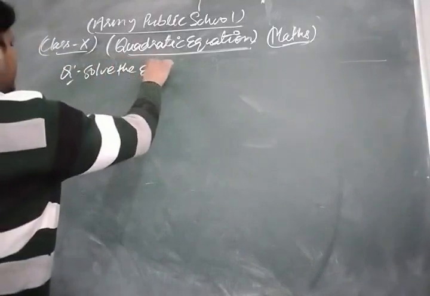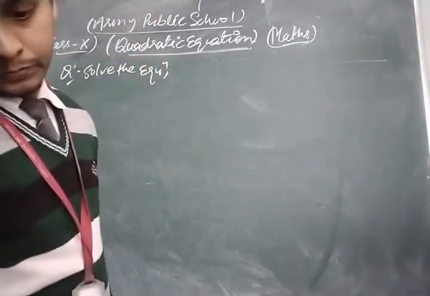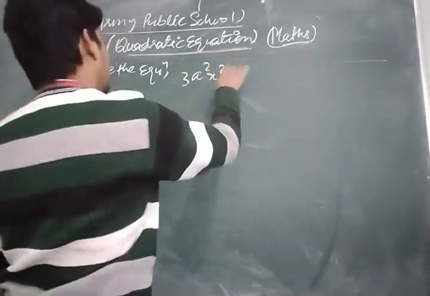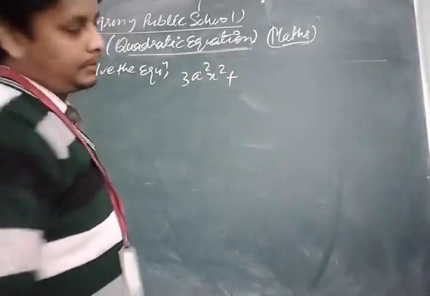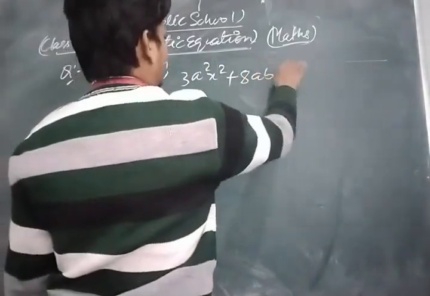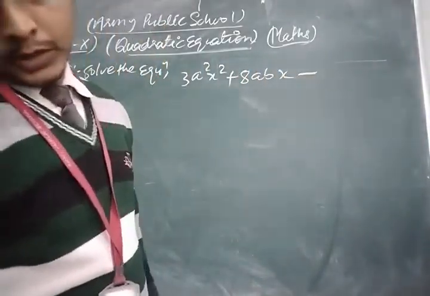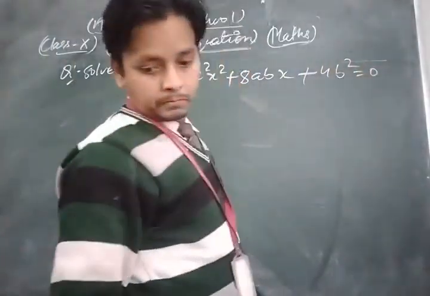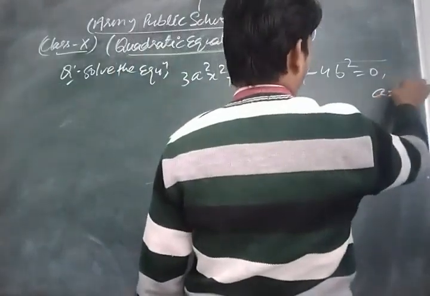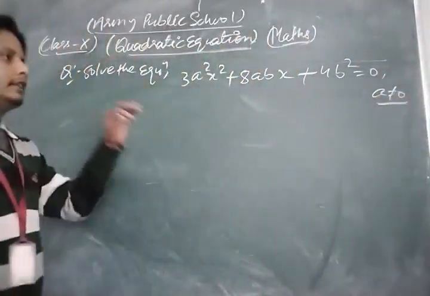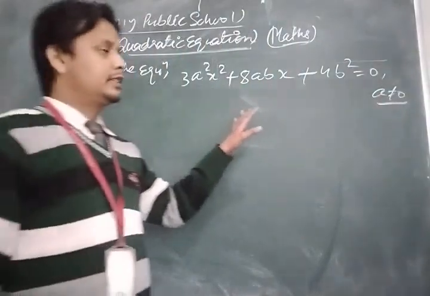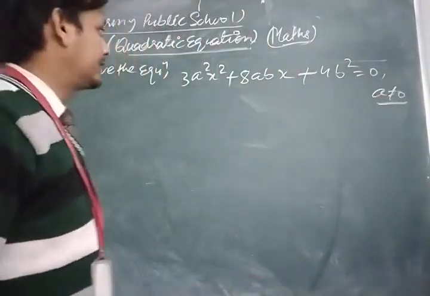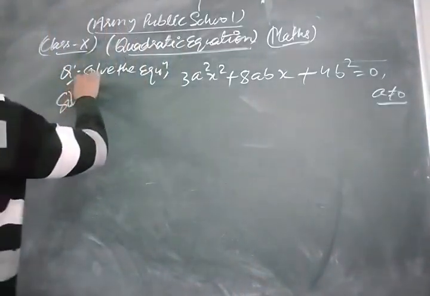Solve the equation 3a square x square plus 8abx plus 4b square is equal to 0, where a is not equal to 0. So this is the given equation. Dear student, this equation is in variable form, so first we find the values of capital A, B and C. So let's see its solution.